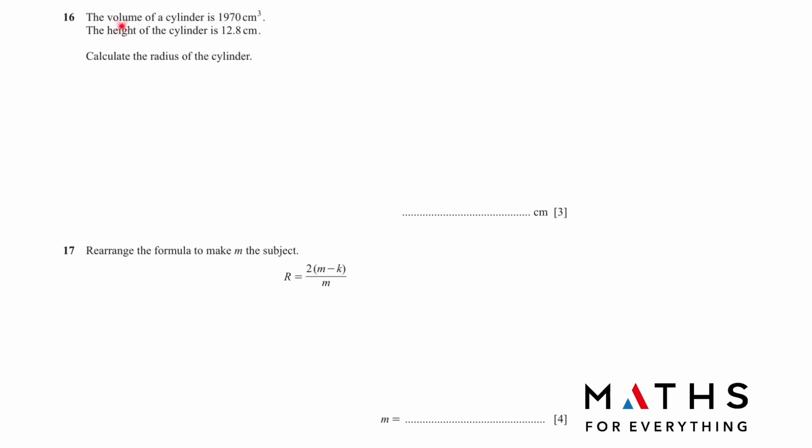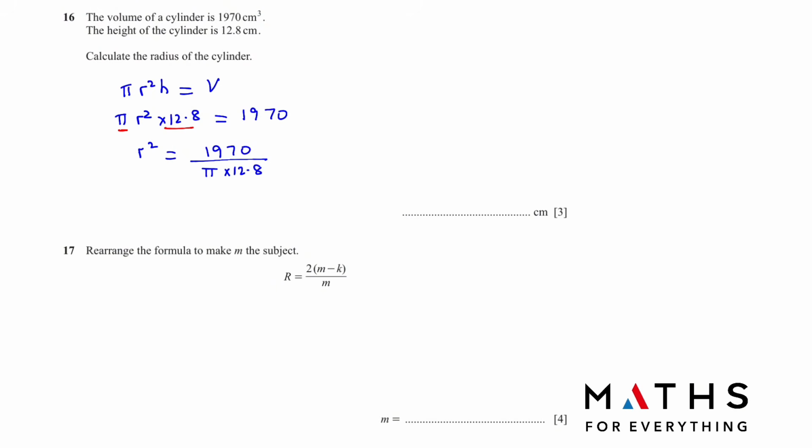Question number 16. The volume of a cylinder is given to us, the height of the cylinder is given, and we need to find the radius of the cylinder. You need to know the formula pi r square h is equal to the volume of the cylinder. Replace your h, which is 12.8. Replace your volume, which is 1970. The pi and the height shifted to the other side. So 1970 divided by pi multiplied by 12.8.